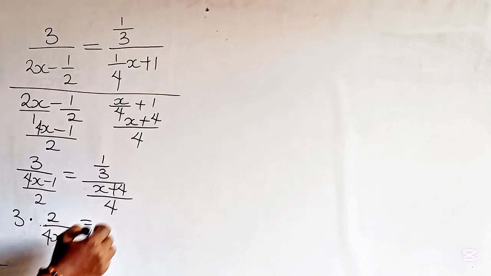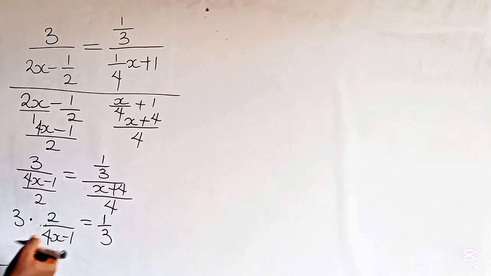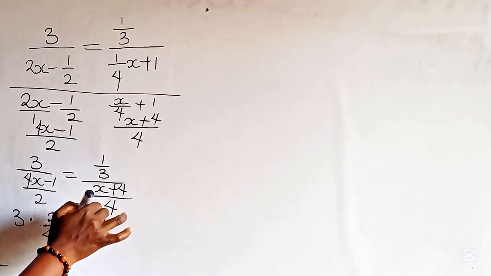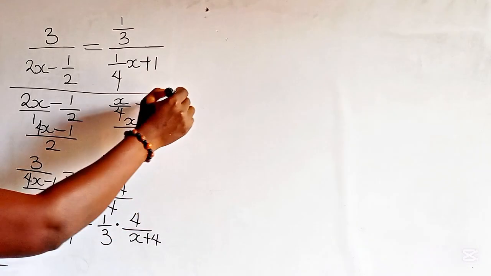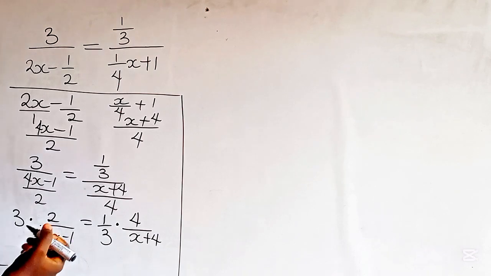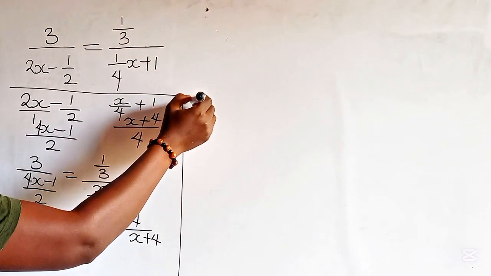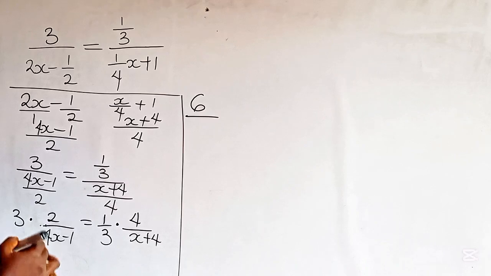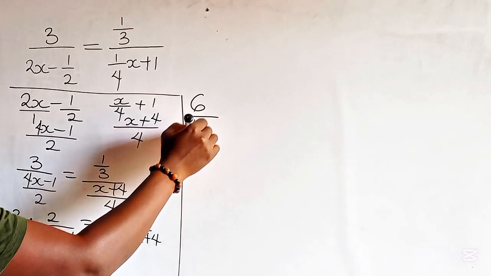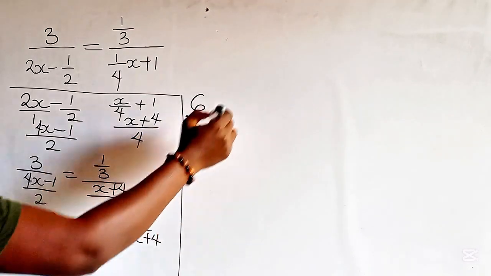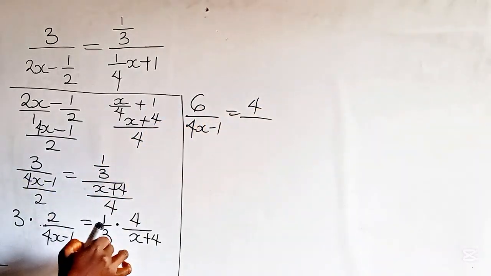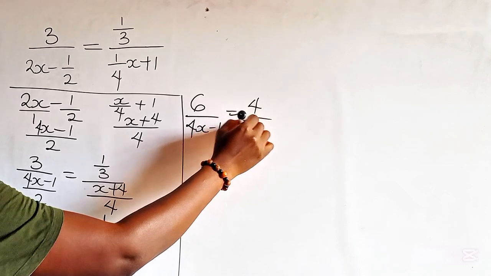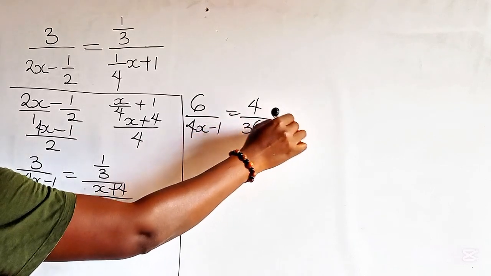So this is equal to 1 all over 3. If we repeat the same process, we'll be multiplying this here by 4 all over x plus 4, right? So we have here 3 times 2 will give us 6 all over 4x minus 1, right? Is equal to 1 times 4 is 4 all over 3 multiplying x plus 4. So we have 3 bracket x plus 4.